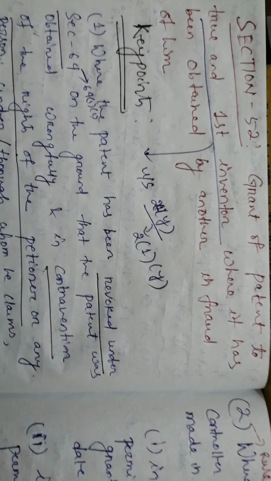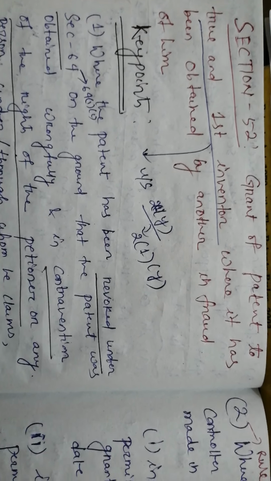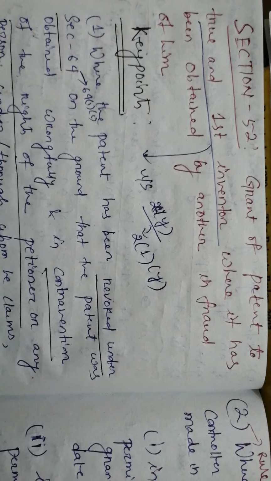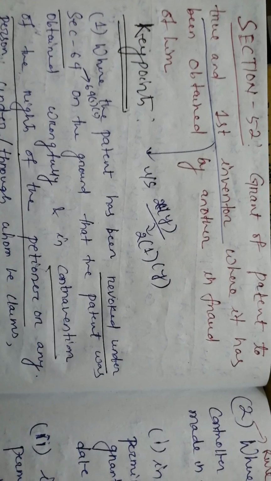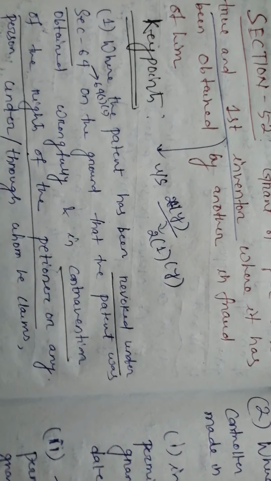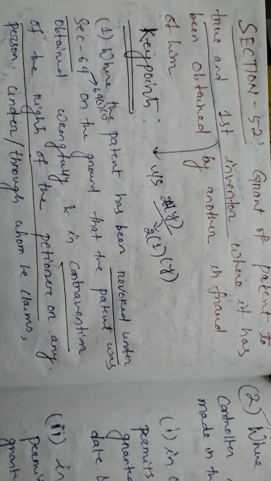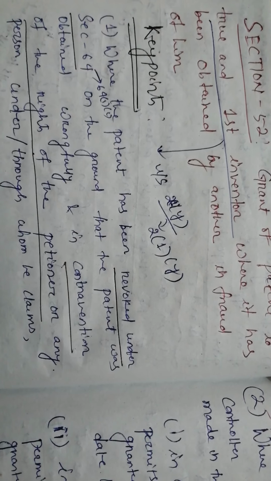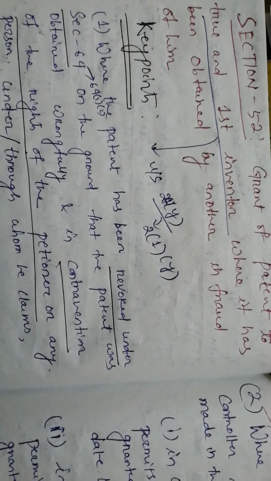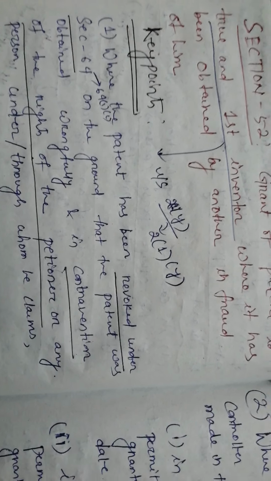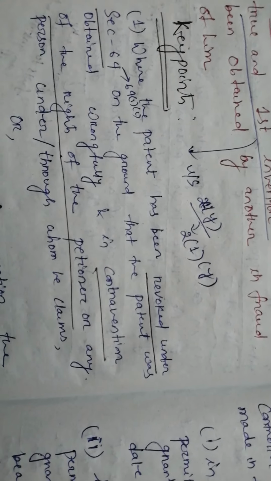then as per this section, the patent should be granted to the true and the first inventor only. Fine. For the definition of the true and first inventor, we must go to Section 2(1)(y) of the Patents Act 1970. Now, I will explain the subsections through my key points.